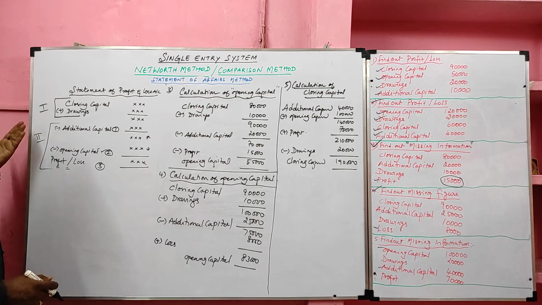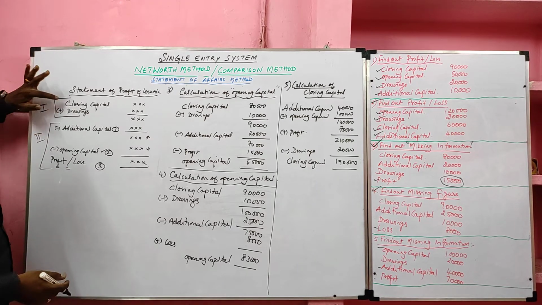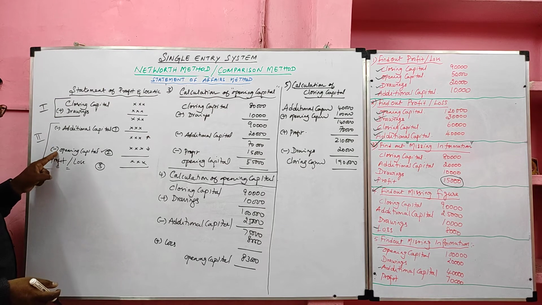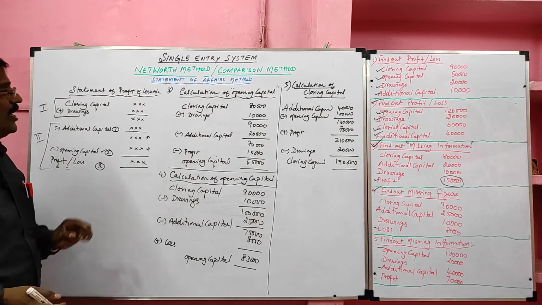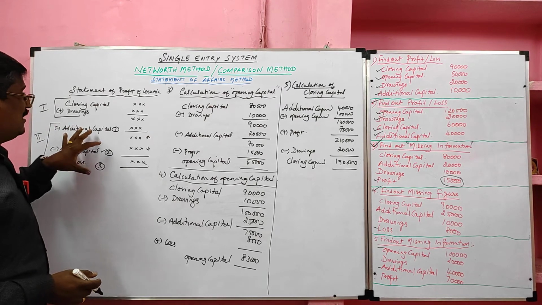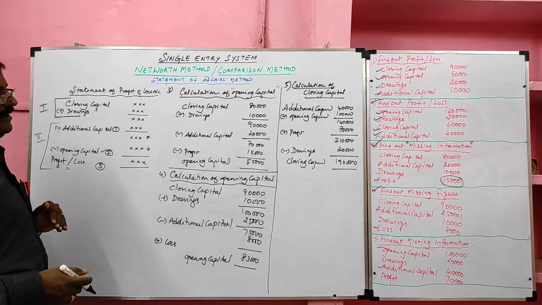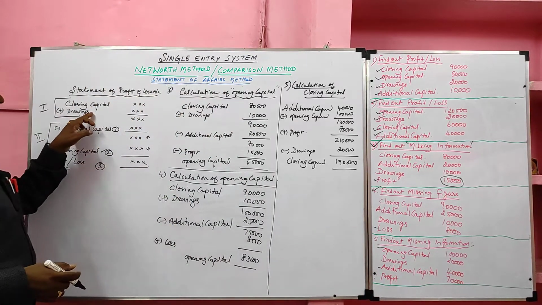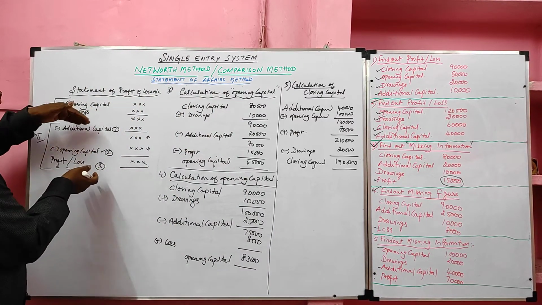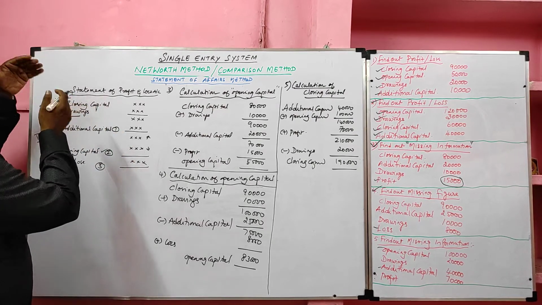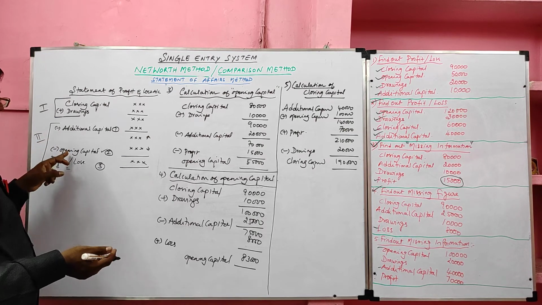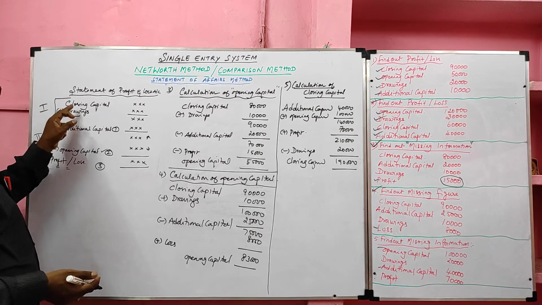Sometimes additional capital may not be given. Additional capital lies in the second part, so you can start with the closing capital. What you have to do? Closing capital plus drawing, additional capital not given, leave it, then deduct opening capital and profit, you will get additional capital. So if any item is missing in the second part, you can start with the closing capital. But in the last problem, the missing figure lies in the first part. If the missing figure lies in the first part, you should bring the second part items to the first part, and the first part items to the second part. So it starts with additional capital plus opening capital plus profit, deduct drawing, you will get closing capital.